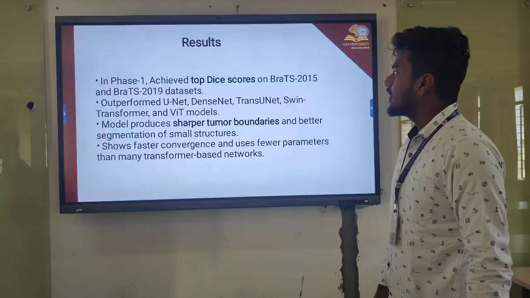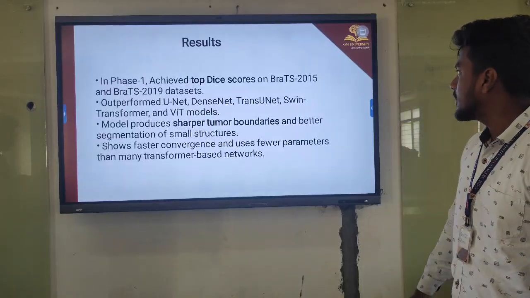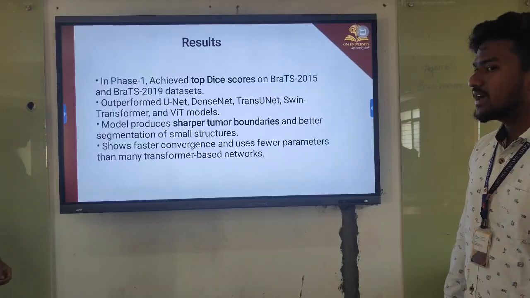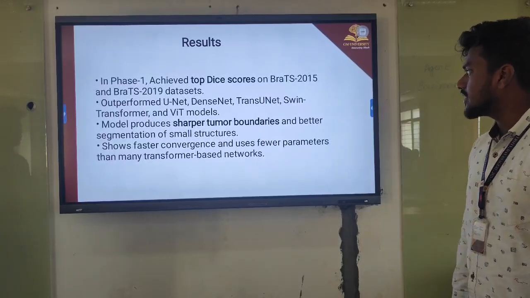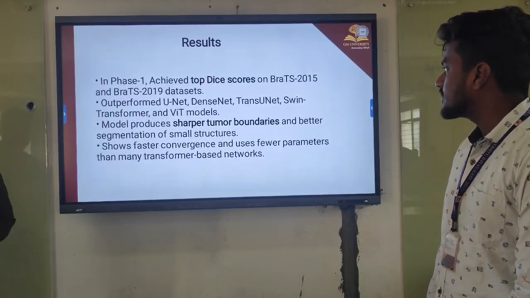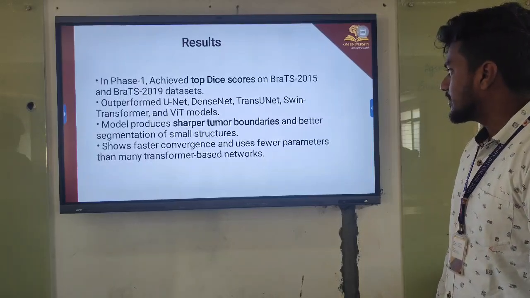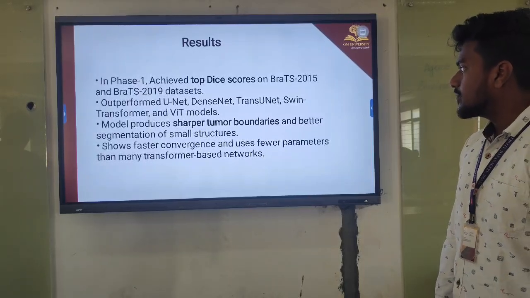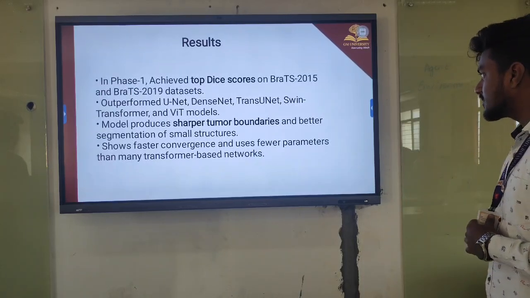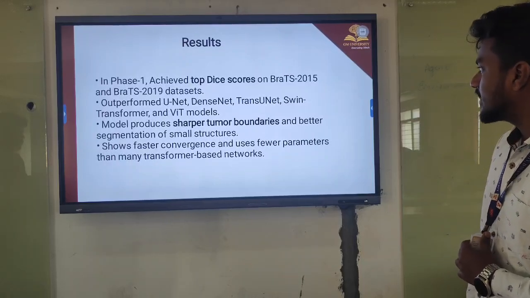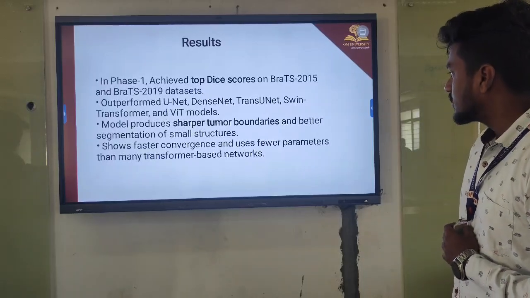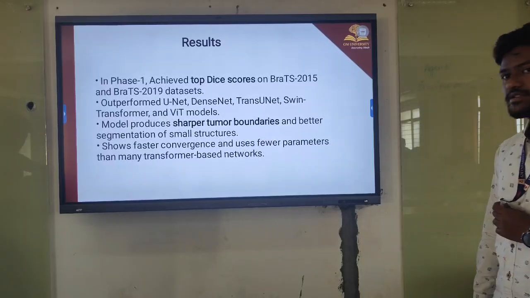Results: in phase 1 we have achieved an excellent output score on the datasets of 2015 and 2019. In our output performance we used UNet and TransUNet. UNet is used for image segmentation, and TransUNet was used for medical image segmentation. The model gives sharper tumor boundaries and better segmentation of small structures. It shows faster convergence and uses fewer parameters than many transformer-based networks.